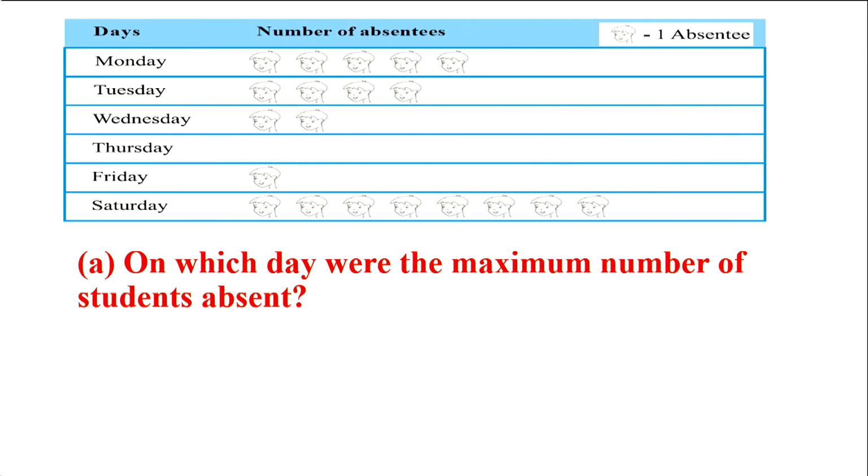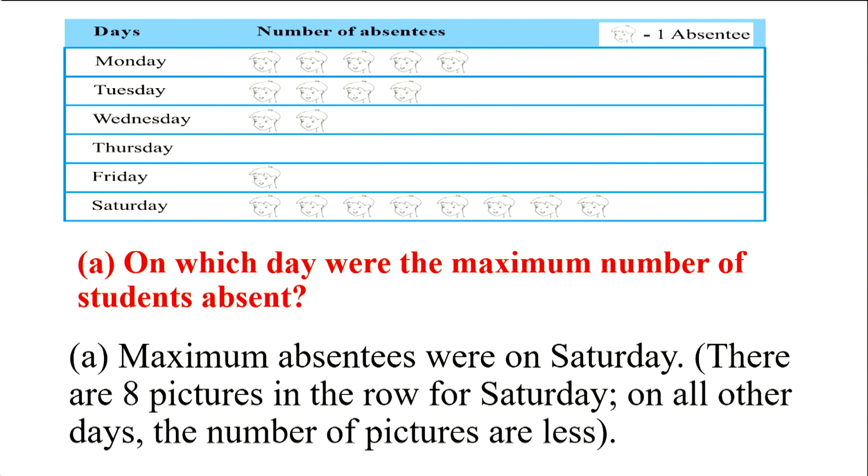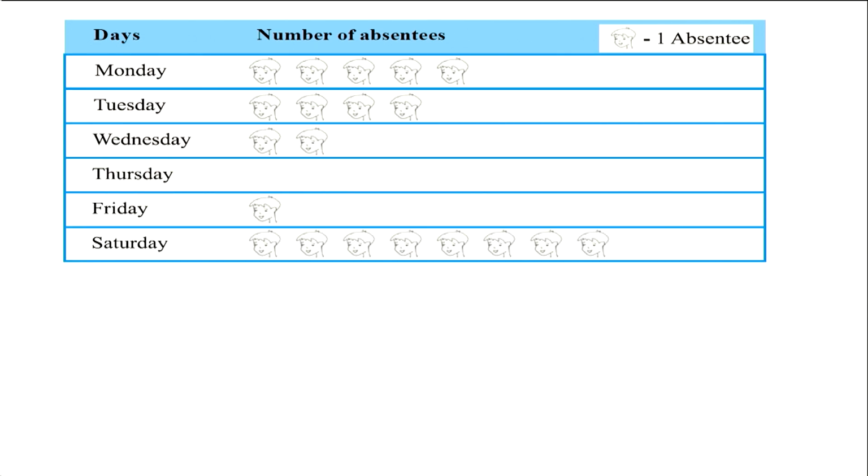Let us answer the first question: on which day were the maximum number of students absent? It is easy to identify. On Saturday, the maximum students are absent, and that can be seen on the table. There are 8 pictures in the row for Saturday. On all other days, the number of pictures is less. So, that is why on Saturday we can see the more number of absentees.